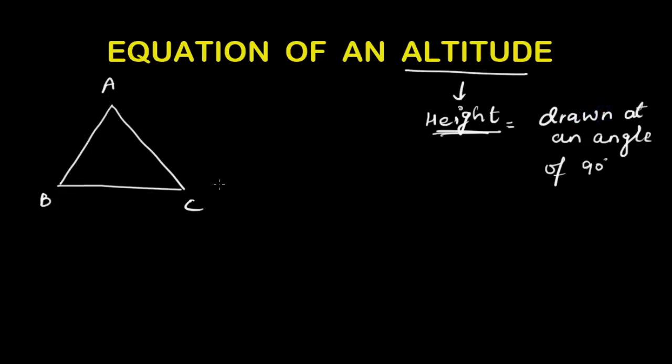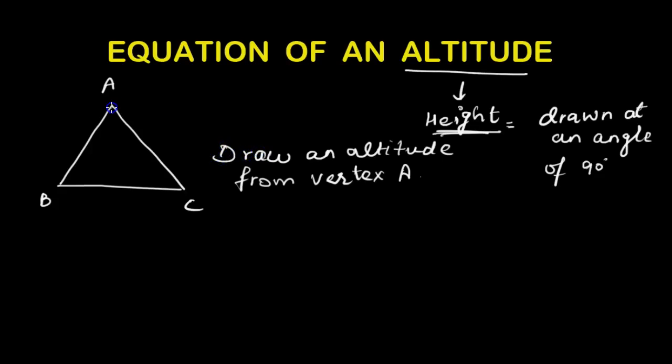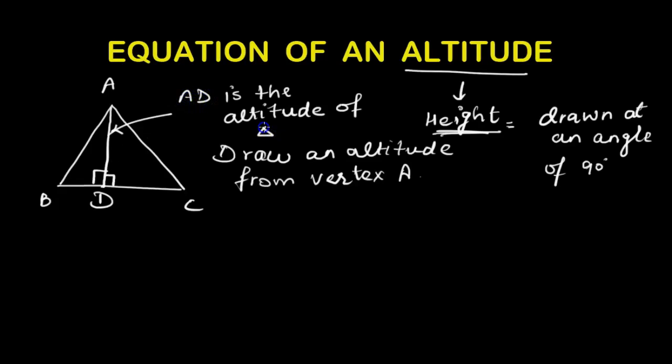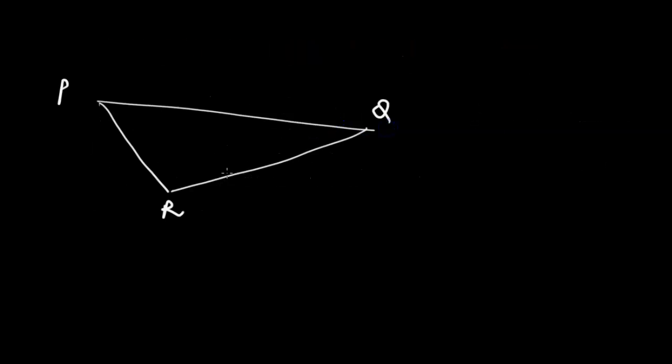So if we have a triangle ABC and we have to draw an altitude from A, then we have to make this line go and hit the opposite side of the vertex. Wherever it meets the opposite side, it meets it at an angle of 90 degrees. If we mark this as a point D, then AD can be called the altitude of triangle ABC at side BC. Always remember that the altitude has to meet the opposite side of the vertex from where it is drawn at an angle of 90 degrees.